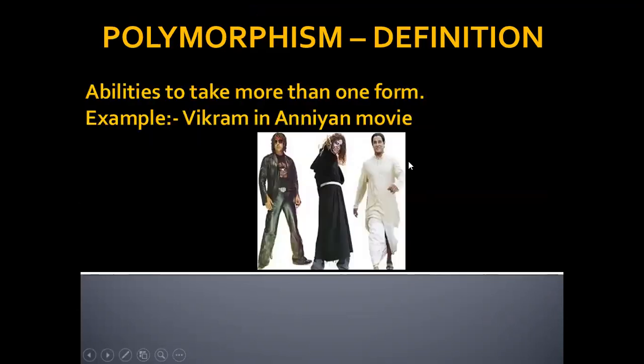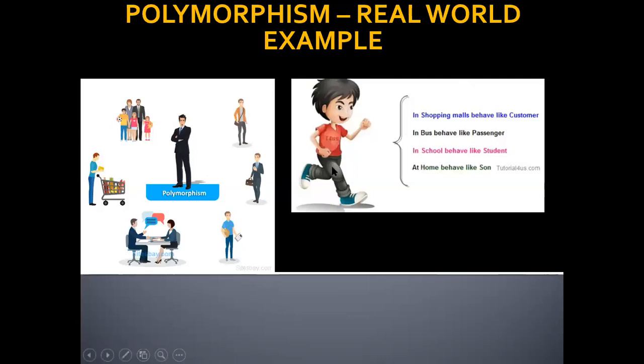Okay. And the other one is polymorphism. Polymorphism is very easy. It's nothing but the ability to take more than one form. I hope you have seen a movie called Anniyan, acted by actor Vikram. The same Vikram has acted in many roles called Remo, Anniyan, and Ambi. And look at this boy. In shopping malls, he behaves like a customer. In a bus, he behaves like a passenger. In school, he behaves like a student. At home, he behaves like a son. This gentleman behaves as the head of the family with his wife and children.